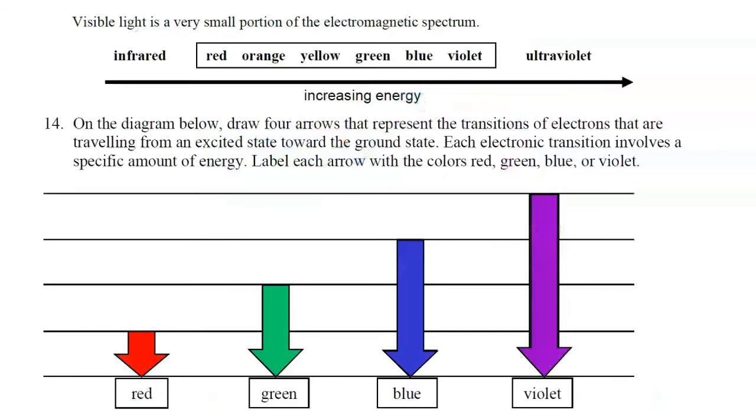Also, in your packet entitled Electron Configuration, you had to label a diagram. You had to draw 4 arrows that represent the transitions of electrons traveling from a higher energy level, or an excited state, down toward a lower energy level, toward the ground state. Each electron transition involves a specific amount of energy. So red has less energy for that transition than green, and green has less energy than blue, and blue has less energy than violet. Now, let's go back and take a look at question 1.